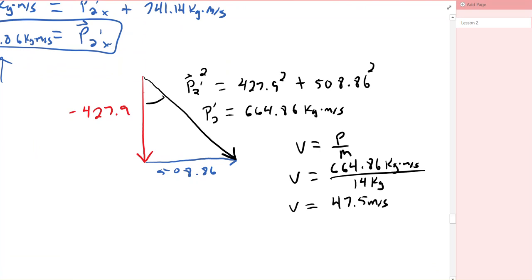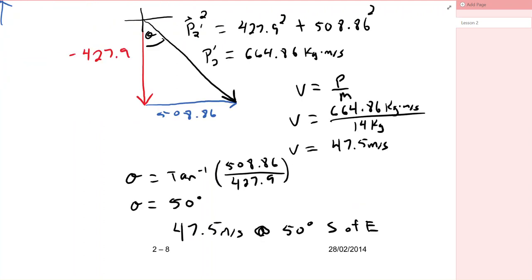All right, so then lastly, we have to figure out what this angle is, right? So I'll say the angle is equal to tan negative 1 of opposite over adjacent, so that's going to be 508.86 divided by 427.9. I forgot to push record somewhere. Hopefully you guys can see what I did there. Okay, so, oh, sorry, I said south of east. That is wrong. That should be east of south.